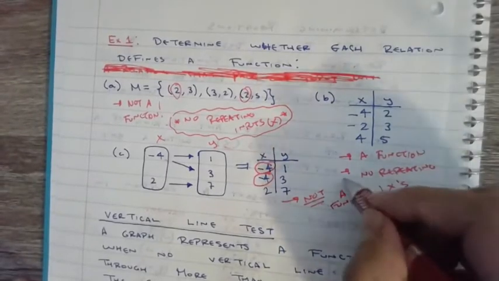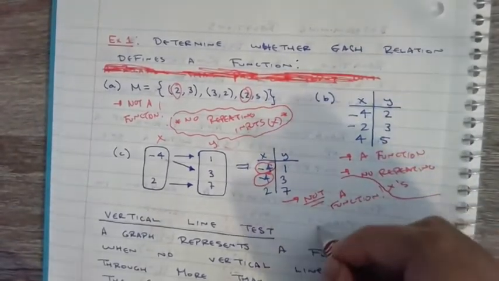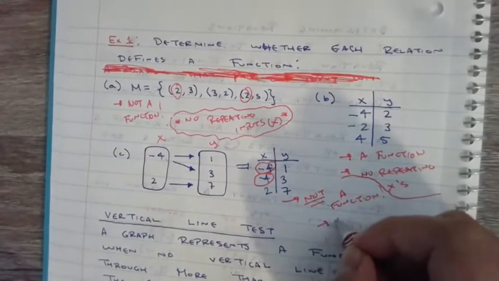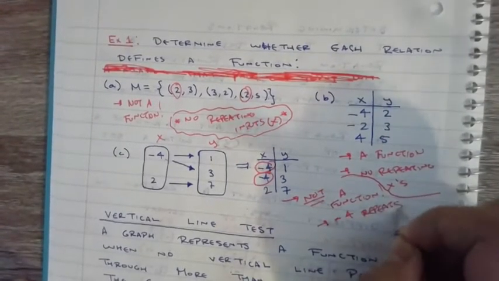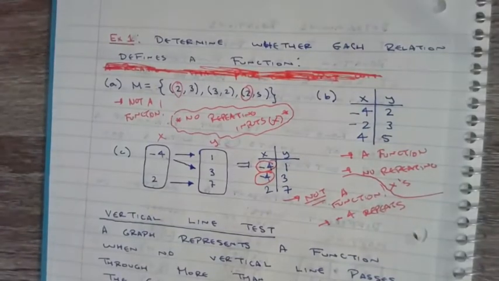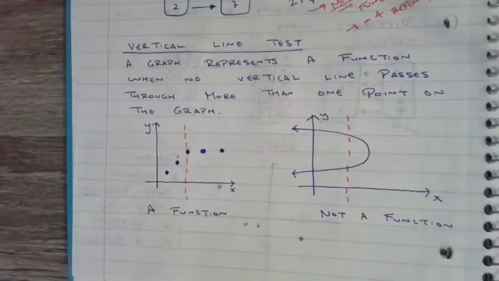Why is it not a function? -4 repeats. And there you go. Again, you're just looking for the x's that repeat, and then you go from there. I'll give you a moment to write this down, and then we'll continue.